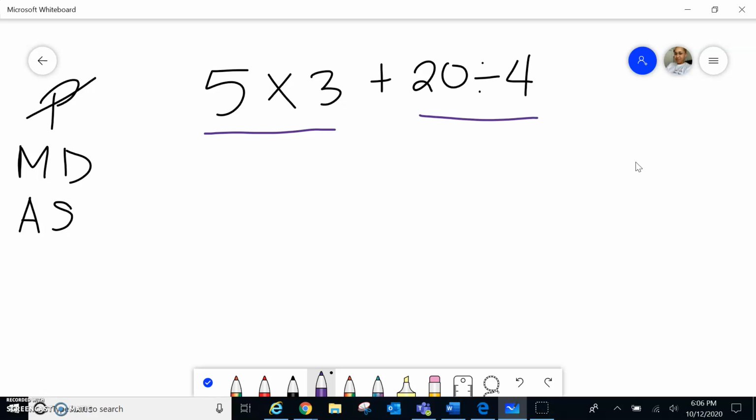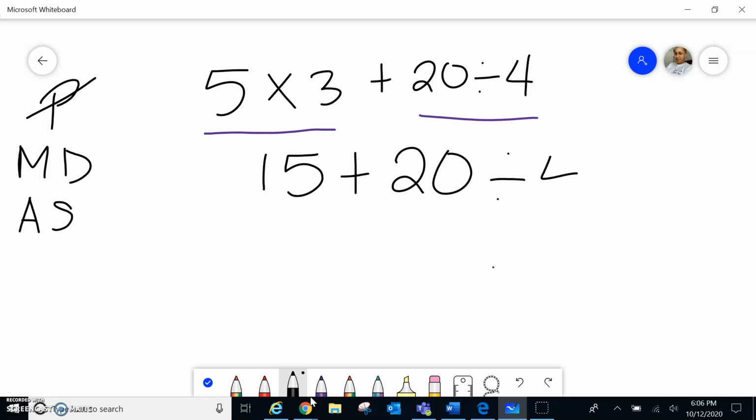So 5 times 3 is first. So I'm going to do that first. 5 times 3 is 15. And then I'm going to bring down the rest of my expression. Plus 20 divided by 4. Now I still have some division to do, so now I'm going to do that. 20 divided by 4 is 5. So I bring that down, and then I'm going to bring down plus 15.